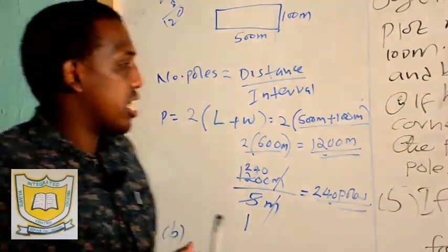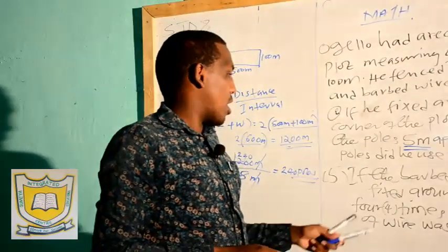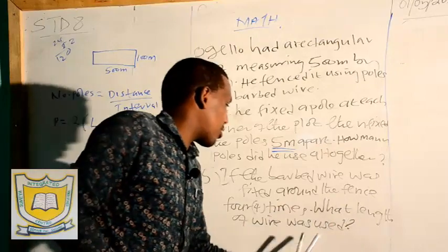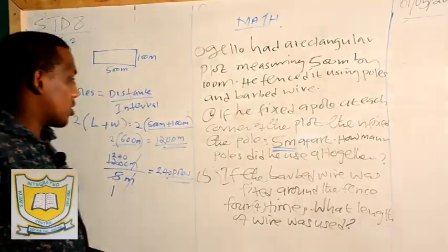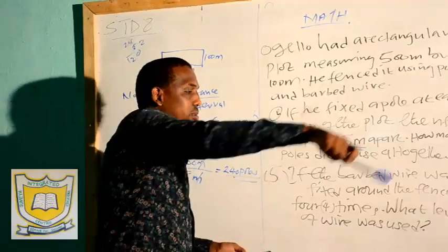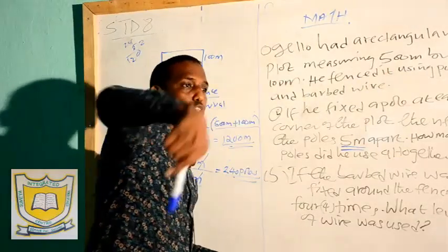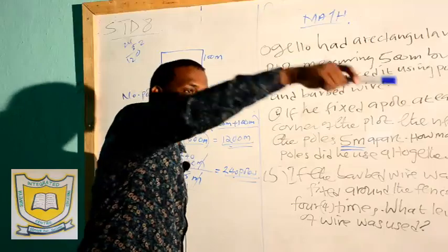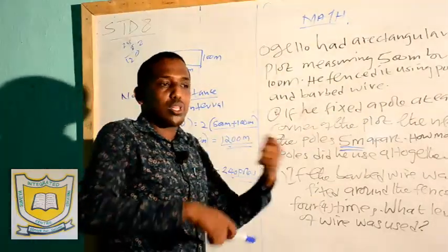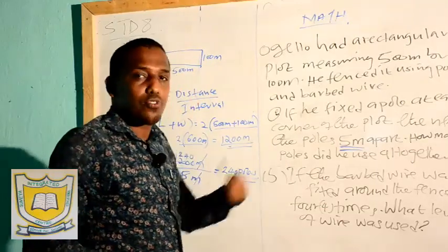Question B, if the piped wire was fixed around the fence 4 times, what length of wire was used? So what you do now, you multiply the perimeter, and it means the person has fenced the piped wire 4 times, once, then another time, so 4 times now. So whenever you hear he fenced the plot 4 times or 3 times, 5 times, you always multiply.